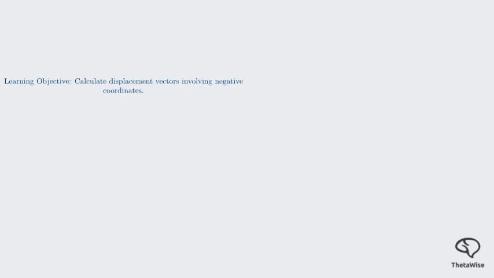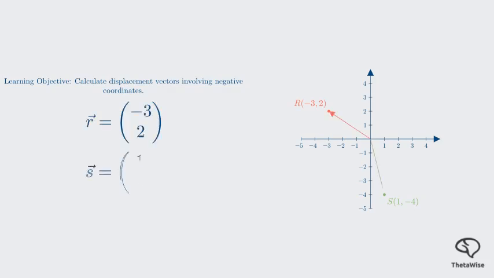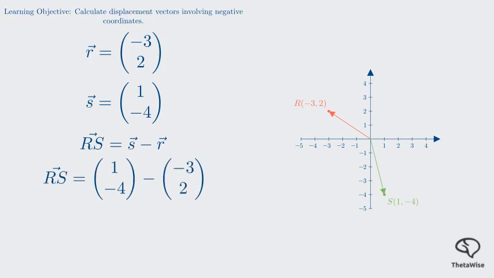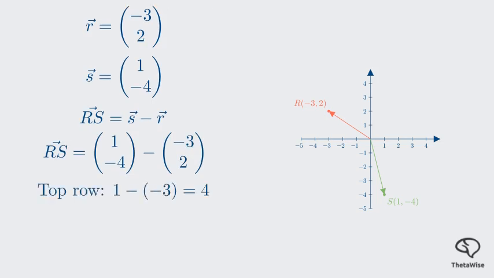Let's try one more example that involves negative coordinates, as these are common areas where mistakes happen in IGCSE exams. Consider point R at negative 3, 2, and point S at 1, negative 4. First, we write down their position vectors. We want to find the vector RS, which describes the journey from R to S. Remember our rule, end minus start. Substituting our values, we get the vector 1, negative 4, subtract the vector negative 3, 2. Be very careful with the signs here.